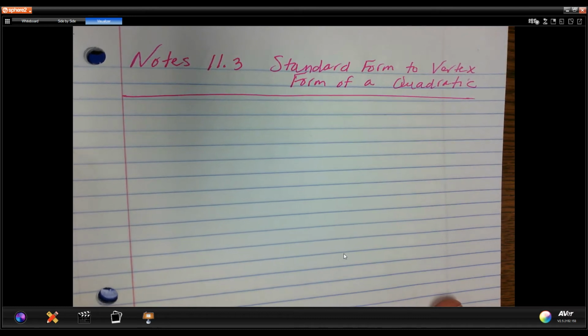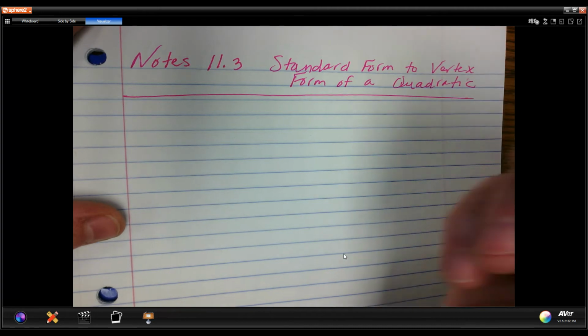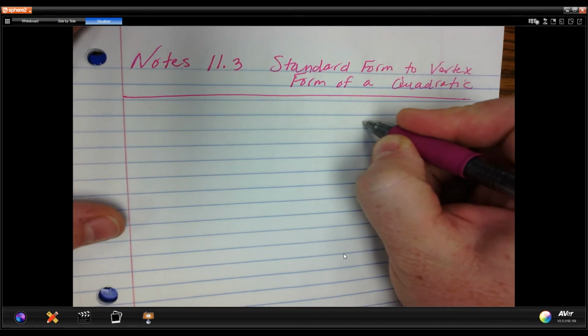Okay, so today's notes is over 11.3, standard form to vertex form of a quadratic. So we're going to do 2 examples, and I will show you my steps in solving. This is review, which is awesome. So step number 1. Here's my first problem.